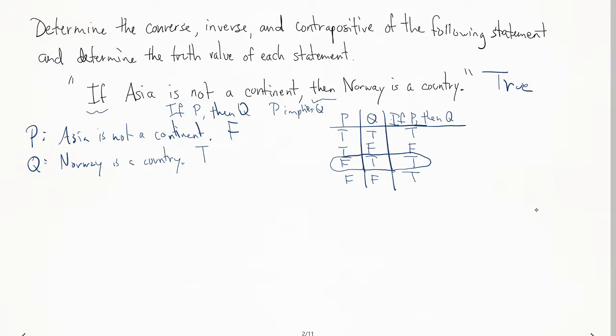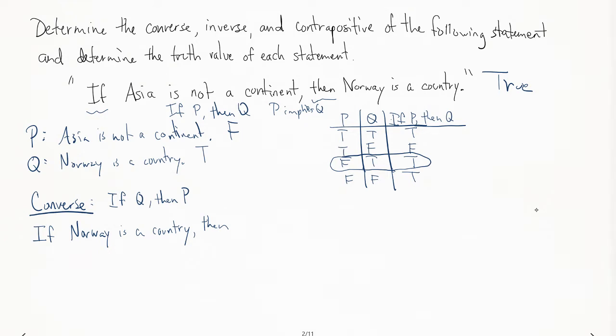Now, we'll start with, what do we have? The converse. Now, if you don't recall, the converse goes if Q, then P. Okay, so the converse should look like this. We have Q, we have P, so it should be if Norway is a country, then Asia is not a continent, because if Q, then P.